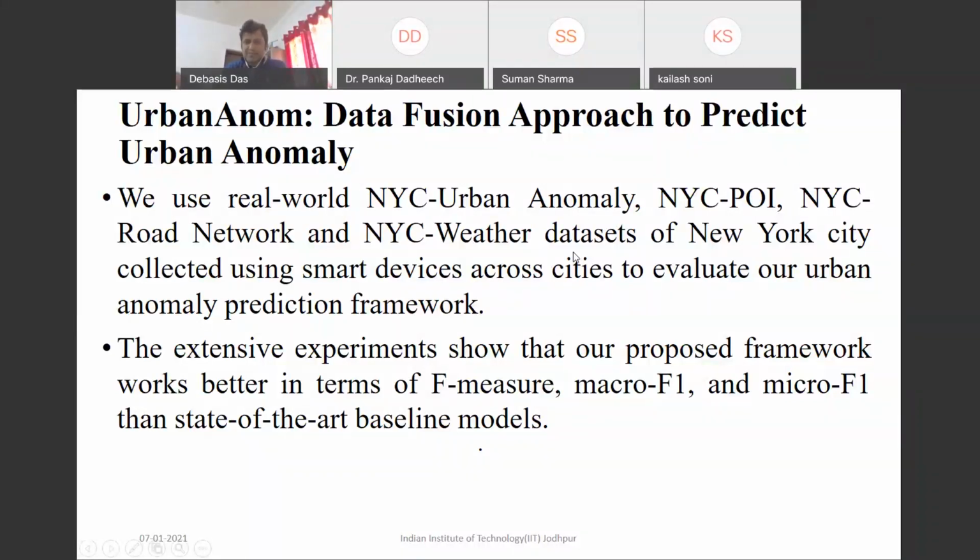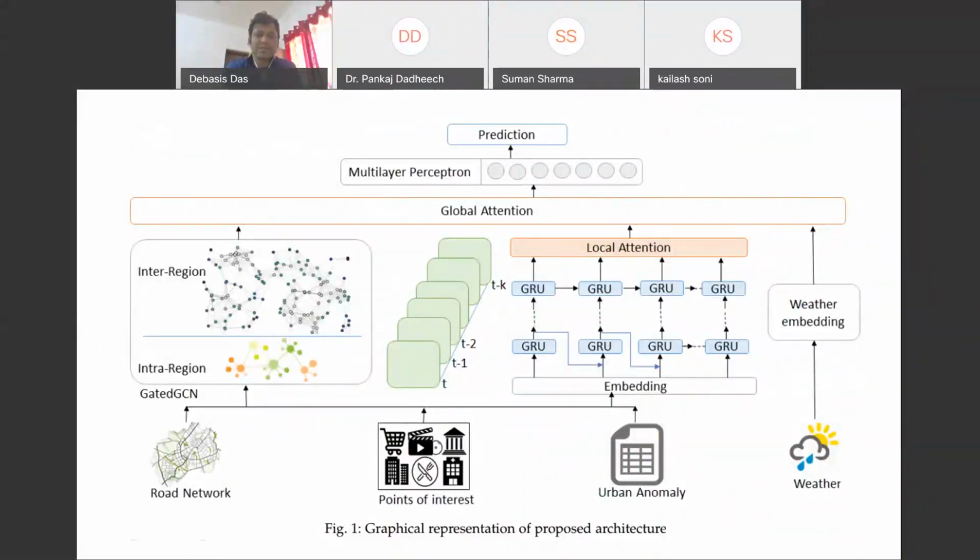Now we are using this gated convolutional graph neural network concept, and using this we finally trained our model. Okay, and then we measure the performance of our system in terms of F-measure, in terms of macro and micro F1. We compare with the state of the art as well as the baseline models both. Okay, so this is basically our whole diagram.